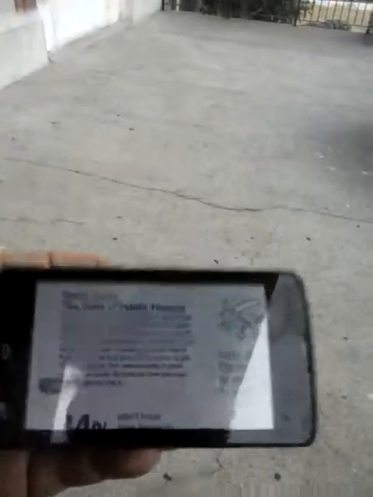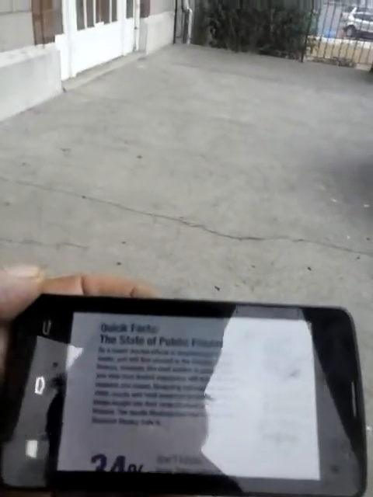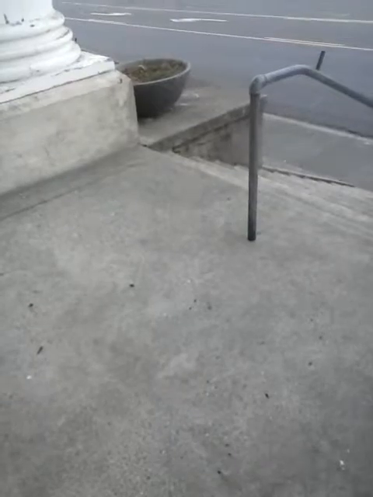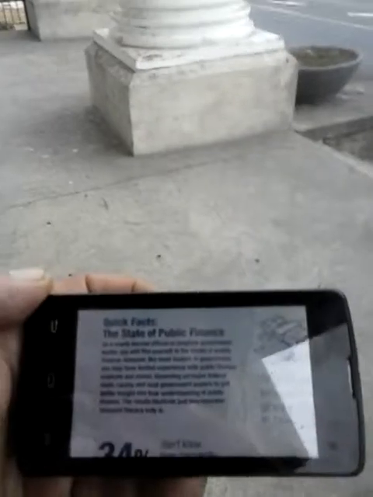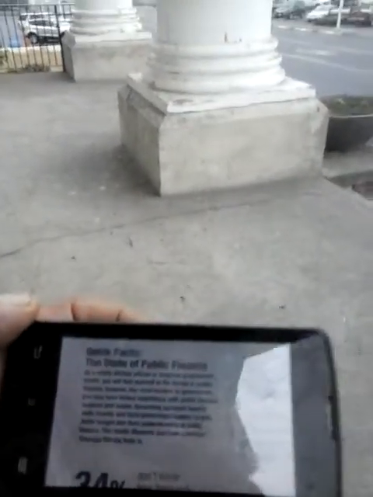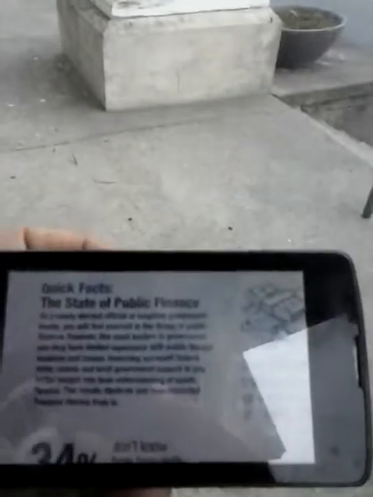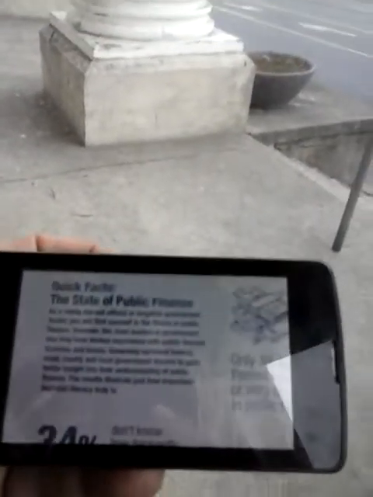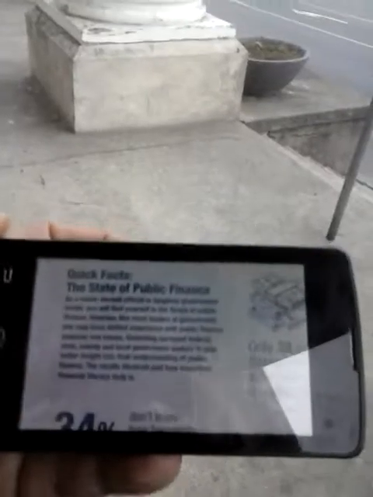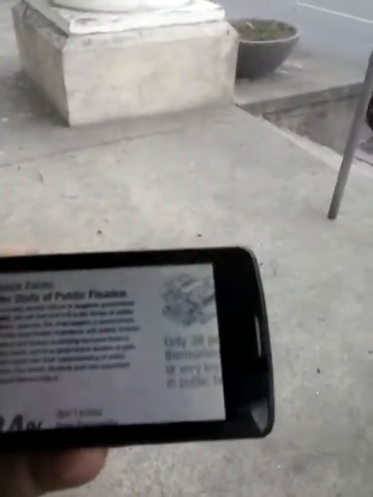Quick facts: state of public finance. The newly elected public official signed on their candidacy form that they would support and defend the Constitution of their individual states in the United States. And then when they got elected, they swore to it as they signed their oath of office. That is, a newly elected official or a long-time government leader, you will find yourself in the throes of public finance. Governing surveyed federal, state, county, and local government leaders to gain better insight into their understanding of public finance.